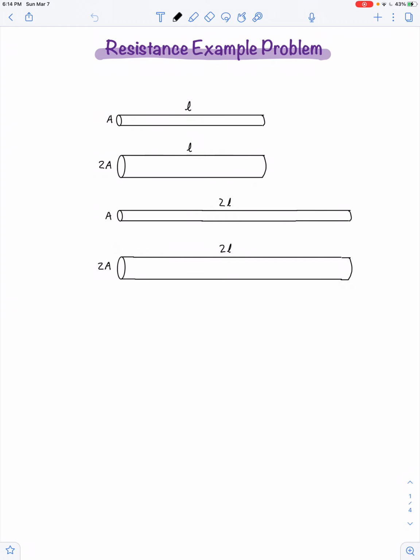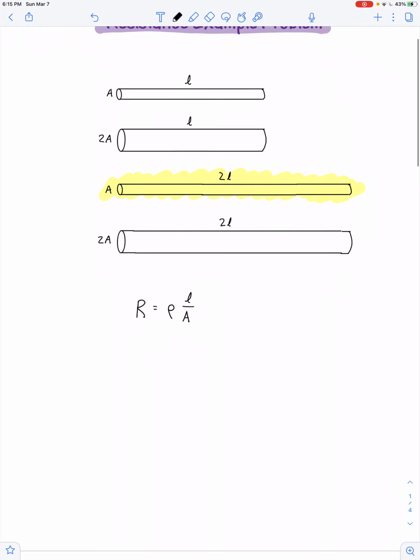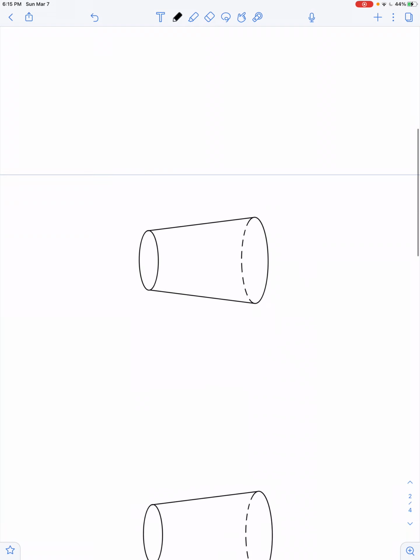Do you know which of the four resistors shown here would have the greatest overall resistance? Well, if you know resistance for a metal wire is equal to its resistivity times its length divided by cross-sectional area, then you've probably decided by now that this resistor has the greatest overall resistance. Simple enough, but what if a resistor was in this shape?